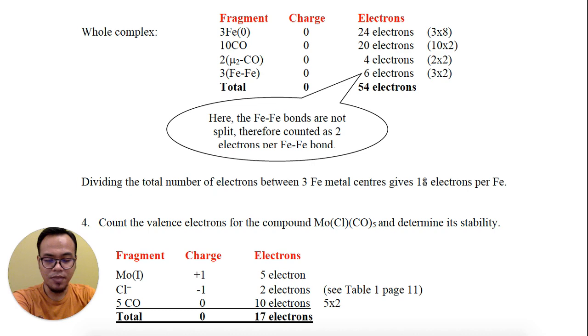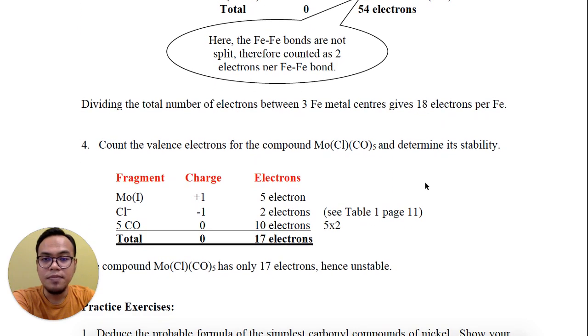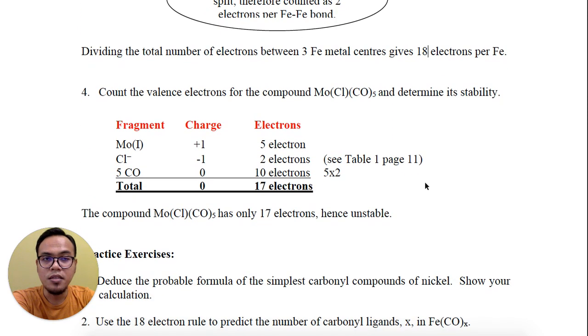From this particular example, the third example, what I would like to emphasize is that we can count the EAN, one, if the chemical structure is given, and second, when the structure is not given, we can totally depend on the chemical formula. If you don't understand it, please ask me questions. Do not keep it to yourself.